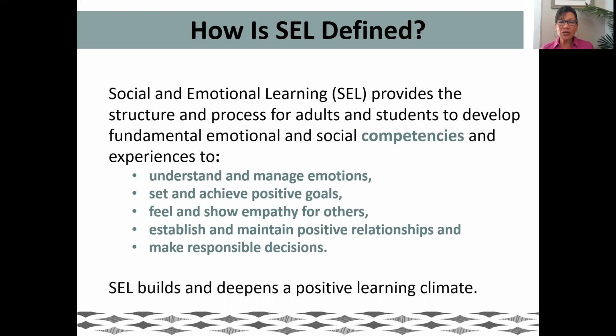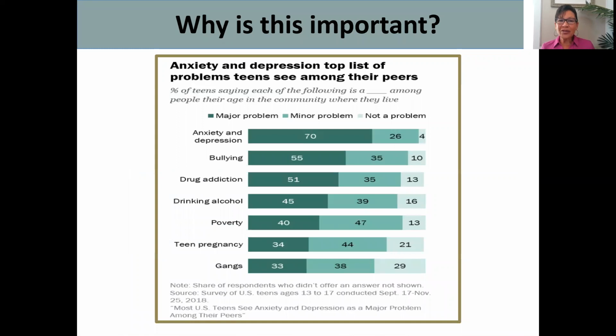So when we think about social and emotional learning in a classroom environment, it helps us to create a positive learning environment where our students can be successful both academically and socially and personally. So why do we even talk about this?